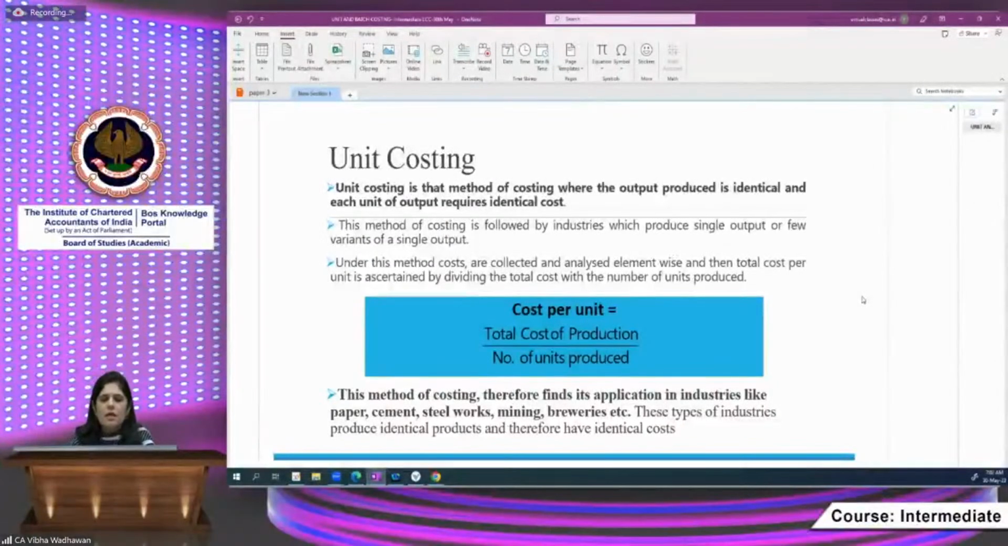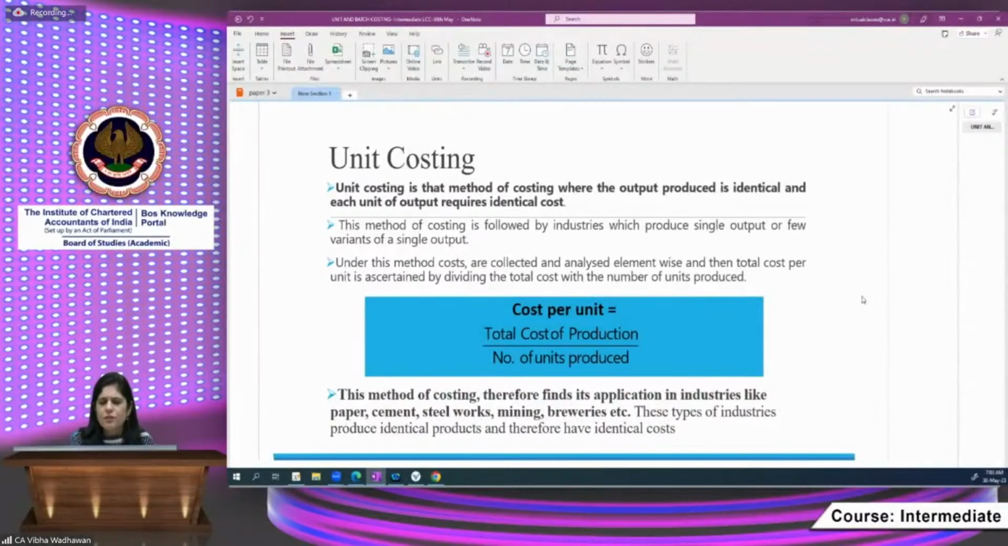Clear? This method of costing is followed by industries which produce a single output or a few variants of a single output. So generally only one product is produced, and repetitive units of that particular product are being produced. So if a company is manufacturing only a single product, and keeps on manufacturing with the same process, continuous, a repetitive exercise, then unit costing can be applicable.